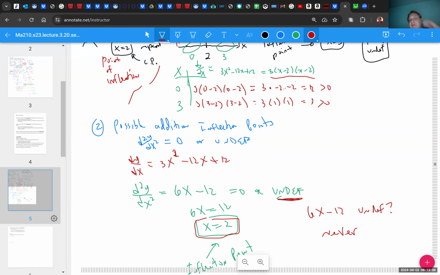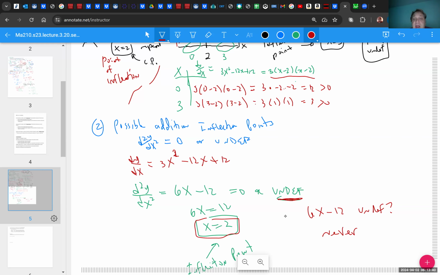Look at that. So this is why we call it possible additional inflection points, because we got 2, but we already knew it, right? So just because the second derivative is equal to 0 doesn't guarantee that we find any new information. If x equals 2 is already a minimum, it's not going to change. We've already found it. If x equals 2 is already a critical point, it's not going to change, right? So no matter what, we still find the same information as we did before. Only additional things can we find using the second derivative.